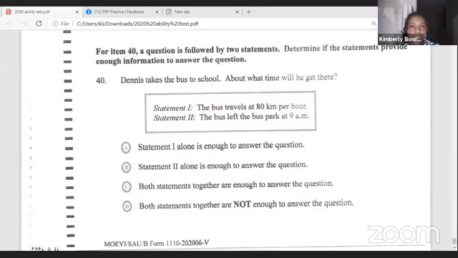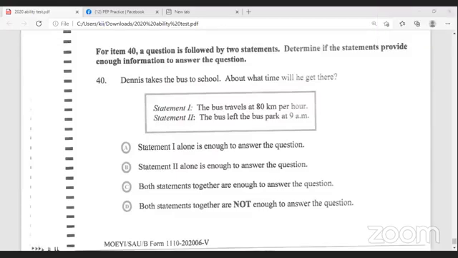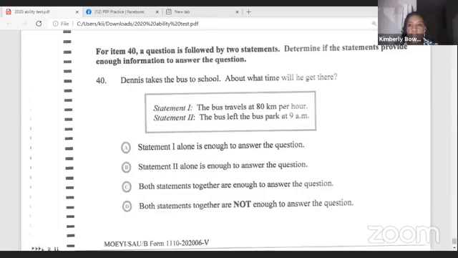What time did it get there? Dennis takes the school bus. About what time will he get there? So we need to know how long he has been traveling. Fair enough. Or how far he's traveling. That's what somebody is saying. The bus traveled 80 kilometers per hour. So we know that after 1 hour, 80 kilometers. So at 10 o'clock, he would have gone only 80 kilometers. At 11 o'clock, so it needs to tell you how long or how far the person has to travel. Did anybody say that? How far the person has to travel?